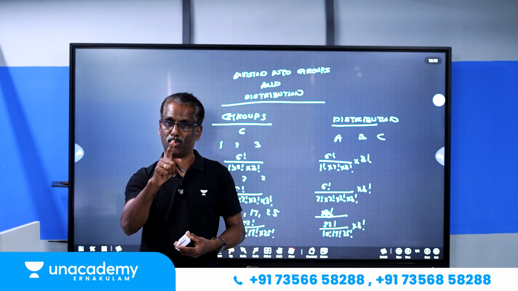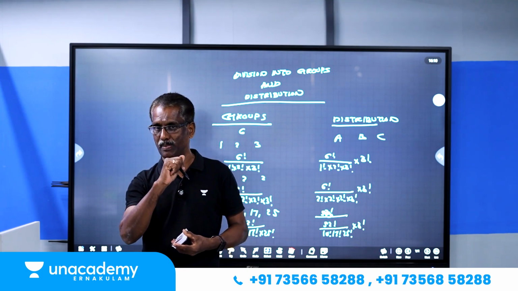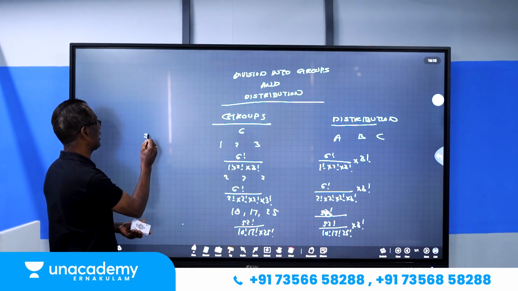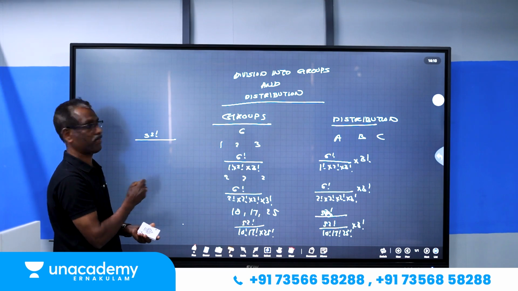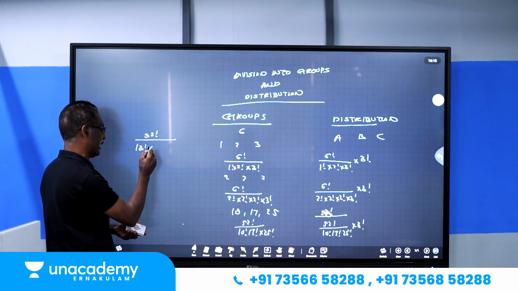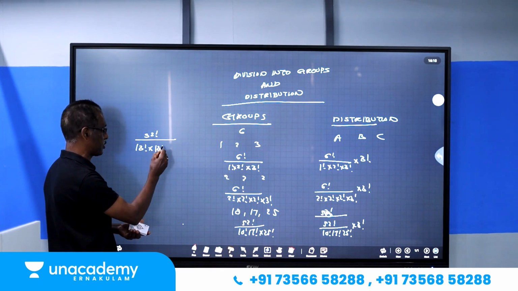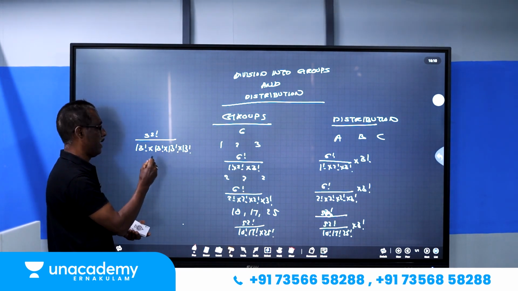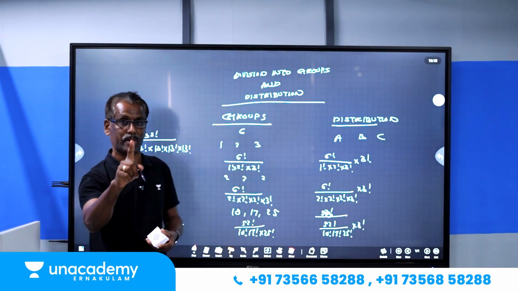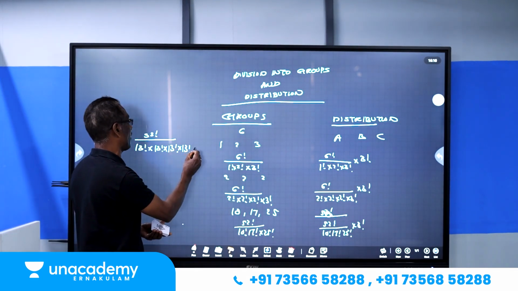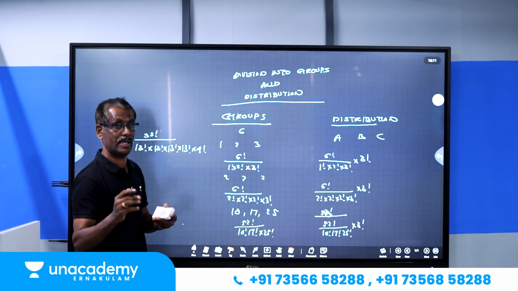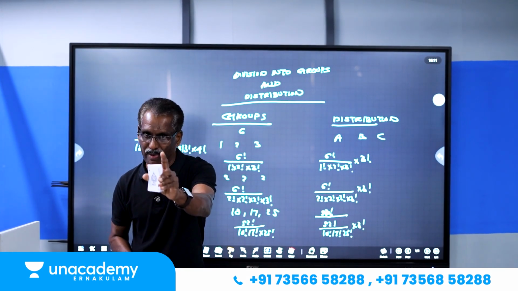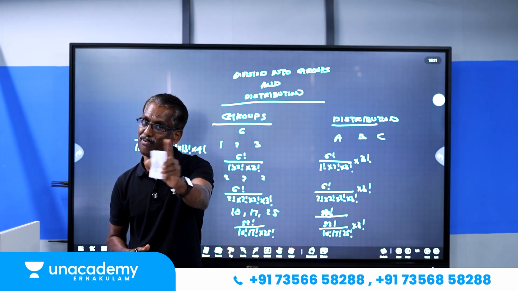That means each group contains 13 cards. In that case, what is the answer? The answer is 52 factorial divided by 13 factorial into 13 factorial into 13 factorial into 13 factorial. How many equal groups? 4 equal groups, into 4 factorial. That is division into groups of these 52 cards. I am dividing into 4 groups.